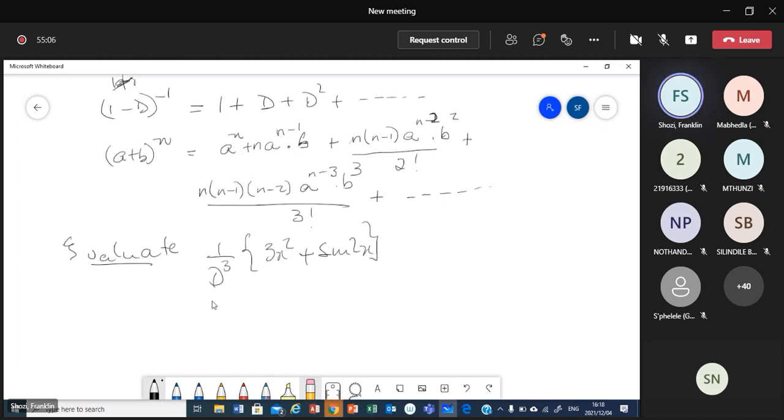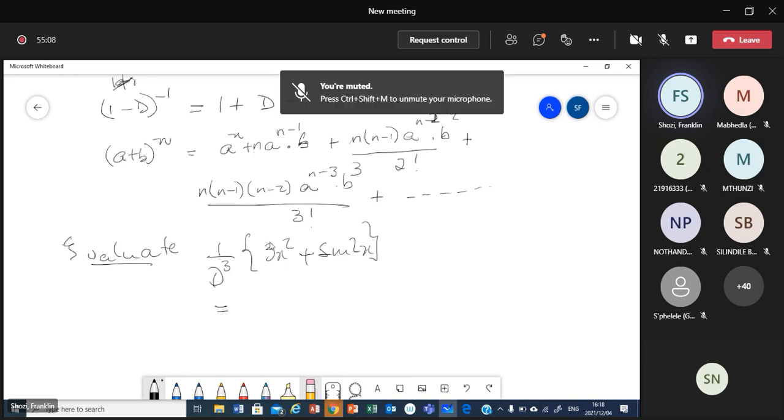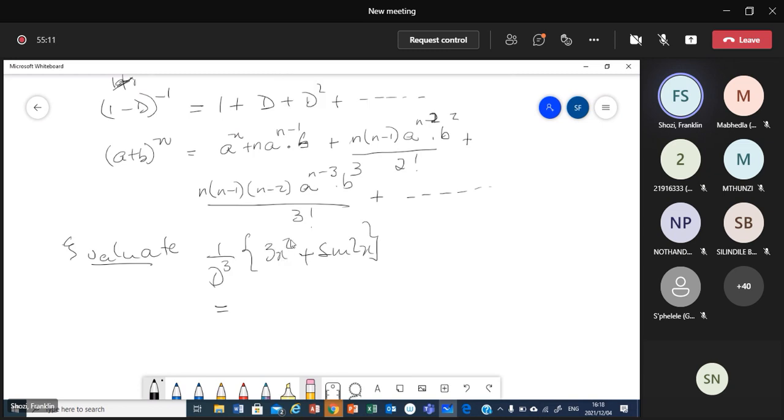Let's integrate. For the first time, what is the integral of 3x squared? It will be x cubed. Once more, what is the integral of x cubed? It is x to the power 4 over 4. And once more, the integral of x to the power 4 over 4 is x to the power 5 over 20. So that is x to the power 5 over 20.